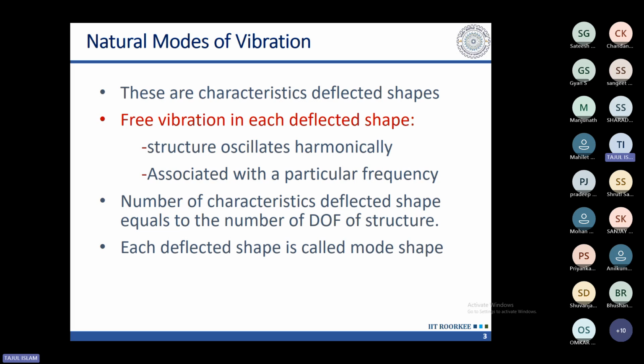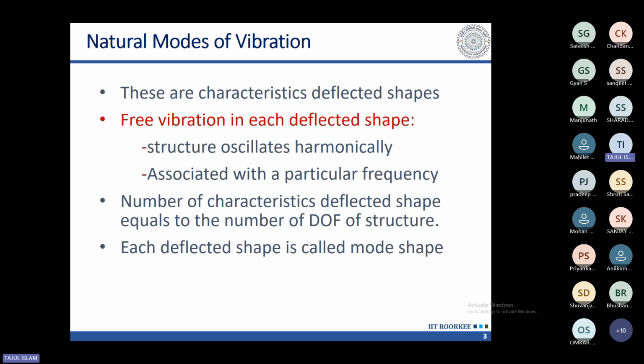The number of characteristic deflected shapes is equal to the number of degrees of freedom. It means, suppose you have a four-noded structure. If you consider 6 degrees of freedom at each node, then in four nodes you'll have a total of 24 degrees of freedom. So your four-noded structure can vibrate in 24 different patterns. Similarly, if you think about a 10-story structure with multiple bays, you can count the number of degrees of freedom, and you can imagine that many different ways your structure can vibrate. So this is what it means.